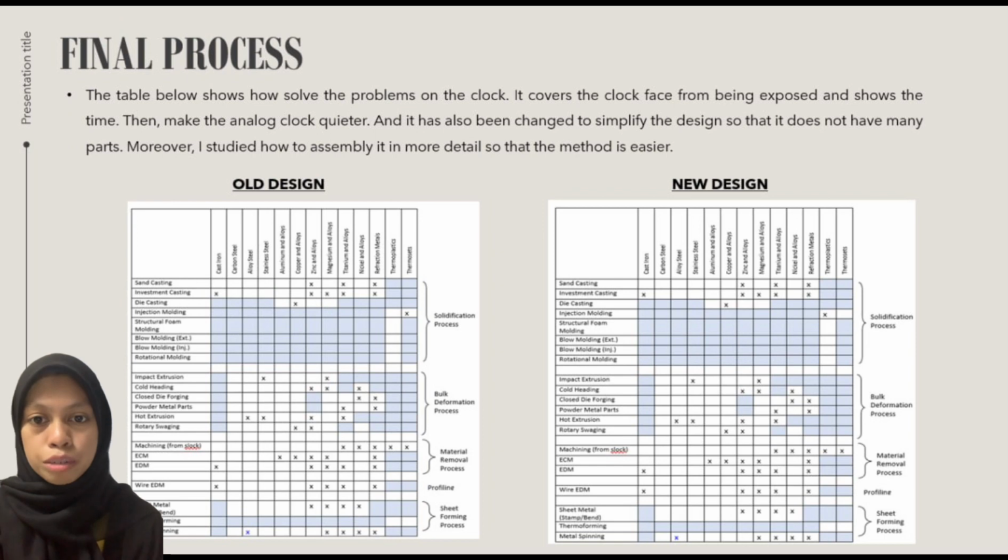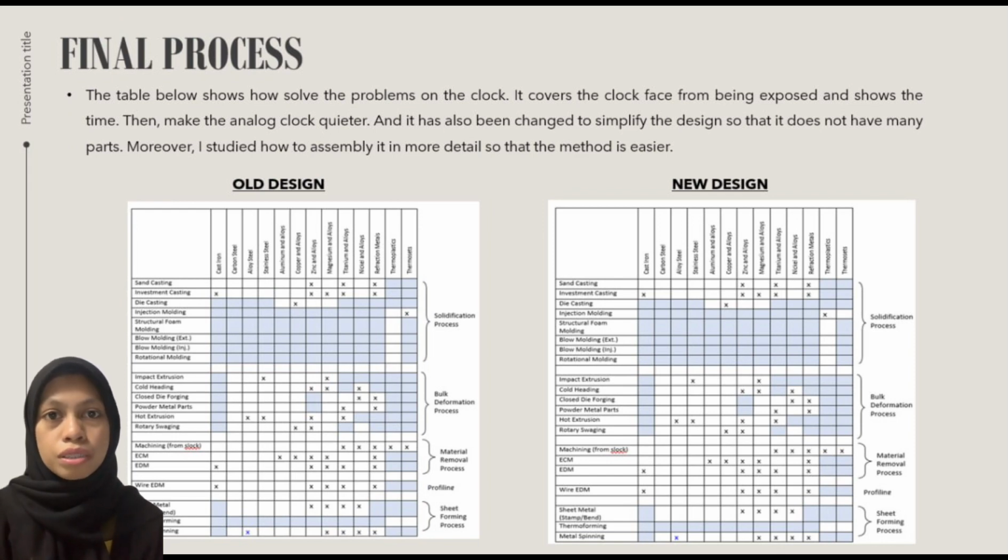Okay, this is the final process. The table above shows how to solve the problems on the clock. It covers the clock face from being exposed and shows the time. Then it makes the analog clock quieter, and it has also been changed to simplify the design so that it does not have many parts. Moreover, I studied how to assemble it in more detail so that the method is easier.